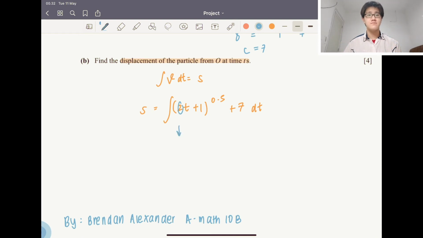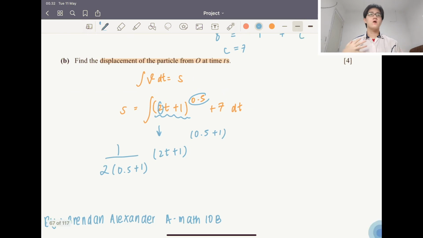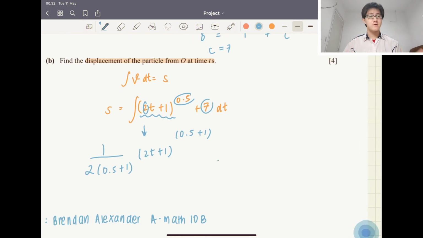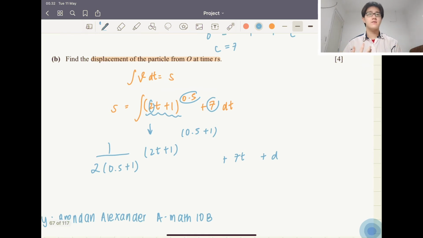First, find the coefficient of t, make it the denominator with 1 being the numerator, then multiply 2 by the exponent added by 1. Then multiply everything by the body of the expression, 2t plus 1, to the power of the exponent added by 1. Now to integrate for 7, since 7 is constant, all you need to do is just multiply it by the variable t. Don't forget the arbitrary constant d. Now you need to simplify this expression before you can find d, okay? So if you simplify it, 0.5 plus 1 is 1.5, 1.5 times 2 is 3, so it should be 1 over 3 times (2t plus 1) all to the power of 1.5 added by 7t added by d.